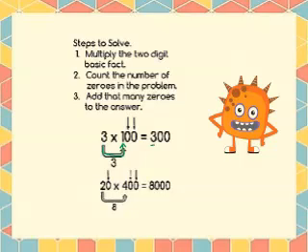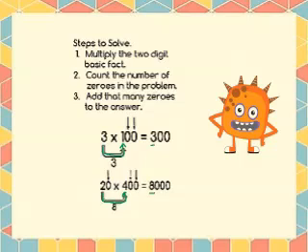The same concept. If we have 20 times 400, 20 is a multiple of 10. 400 is a multiple of 100. It's very easy. You just multiply 2 times 4, which is 8, and then you add as many zeros as you have. So 1, 2, 3. You put them at the end.